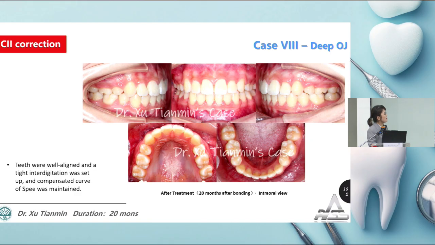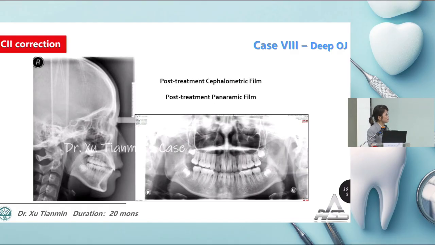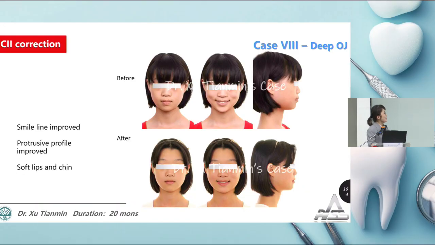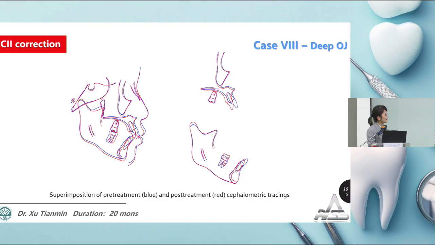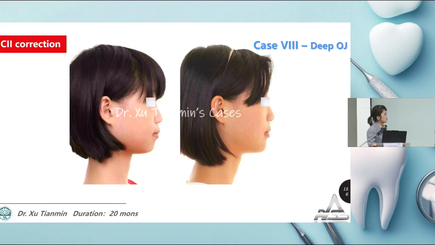The teeth were well aligned, the tight interdigitation was set up, and the compensating curve of Spee was maintained. You can see upright 7, 6, 5, 3, and we can see the normal curve of Spee. Very beautiful profile. After treatment, the smile line improved, the protrusive profile improved, and so did the soft lips and chin. We can see maximum anchorage control before and after treatment.